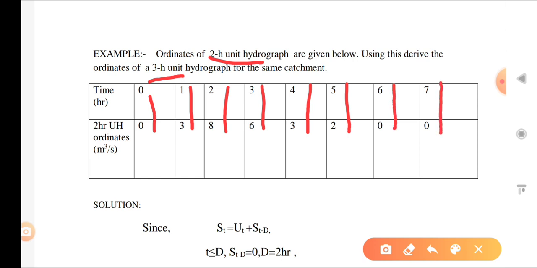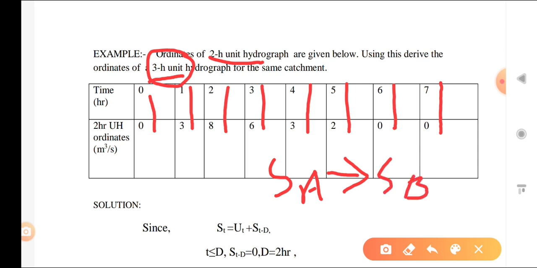So what we have to do, same thing here. The 2 hour unit hydrograph is given, so we have to develop the S curve for 2 hour, that is SA. Now we have to develop SB. How will we find SB? We have to lag it by T hour, and capital T here is 3 hour. So we lag SA by 3 hour, and we get SB. Now we have to take the difference, SA minus SB.